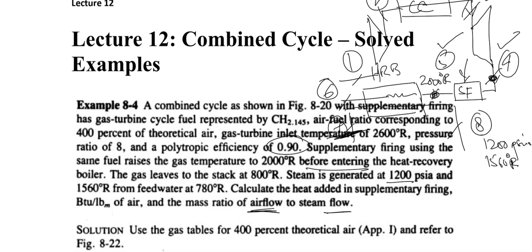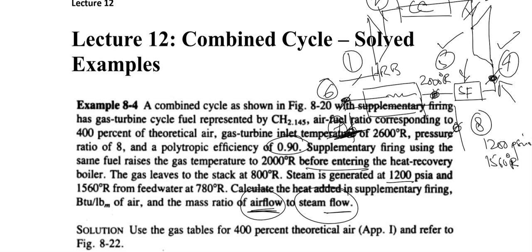If I'm looking at the mass ratio of airflow and the steam flow, then I'm looking at the enthalpy of 5 and 6, which is in the gas cycle, and further the enthalpy at 7 and 8, which is in the steam cycle. But for the enthalpy at 4, I do not have any information given.